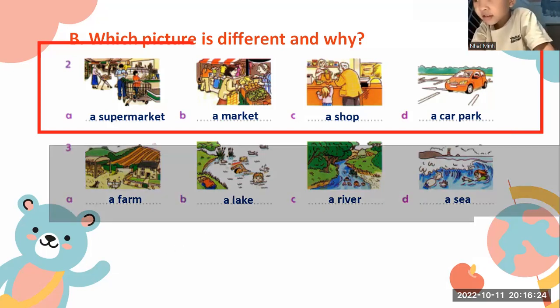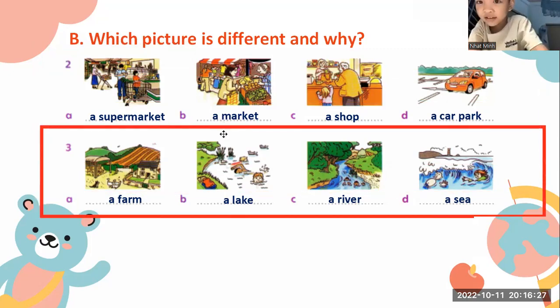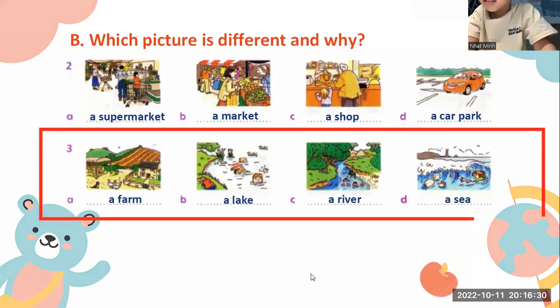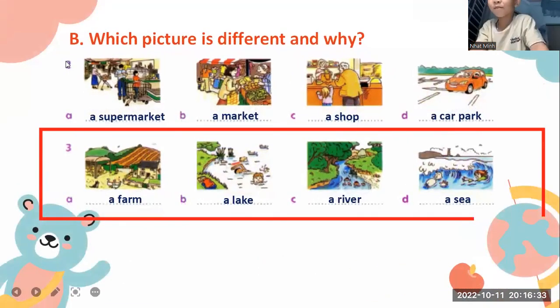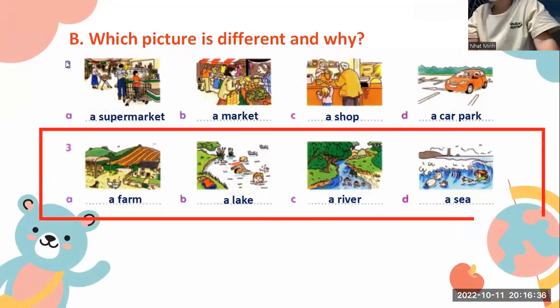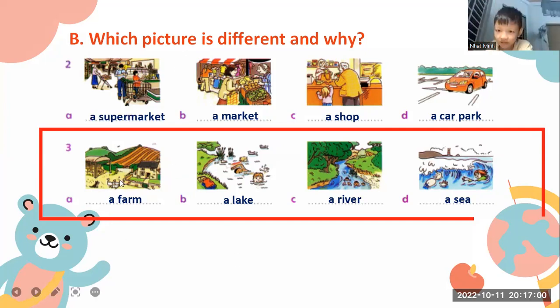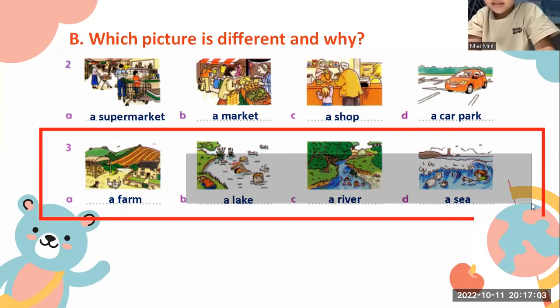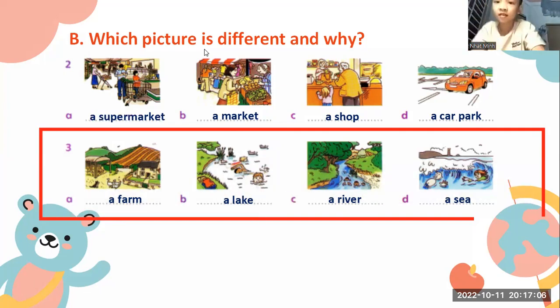Okay, what about number 3? Which picture is different here? A farm, a lake, a river, and a sea. It's a farm. Why? Because the lake, the river, and the sea don't have a house, but the farm has a house. Yes, that is correct. The farm is different because a lake, a river, and a sea, we can swim in them, but in the farm we cannot swim there.